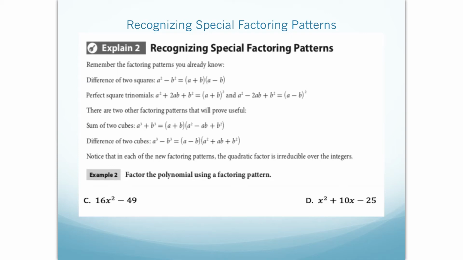C is going to be the difference of two squares. So the square root of 16x squared is 4x, and then the square root of 49 is 7, so we'll have 4x plus 7, and then because it's the difference of two squares, we have to have one of each, so there'll be another one, 4x minus 7.